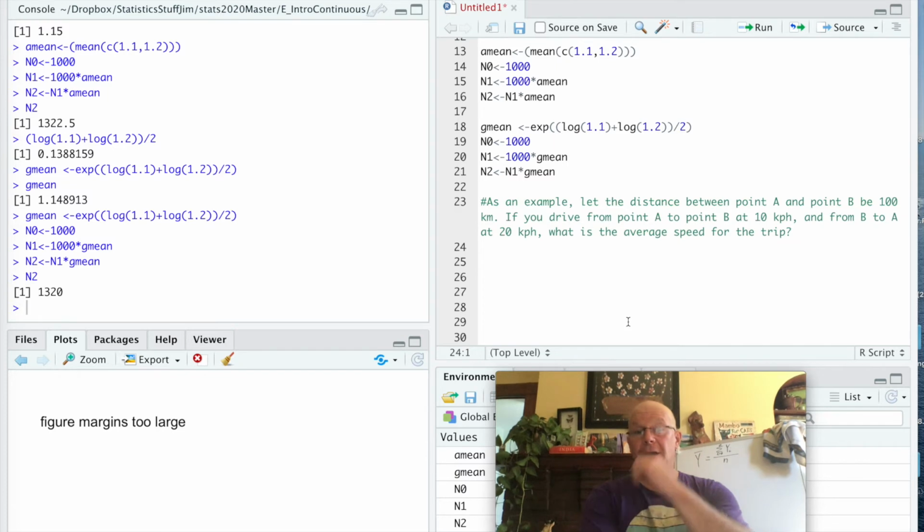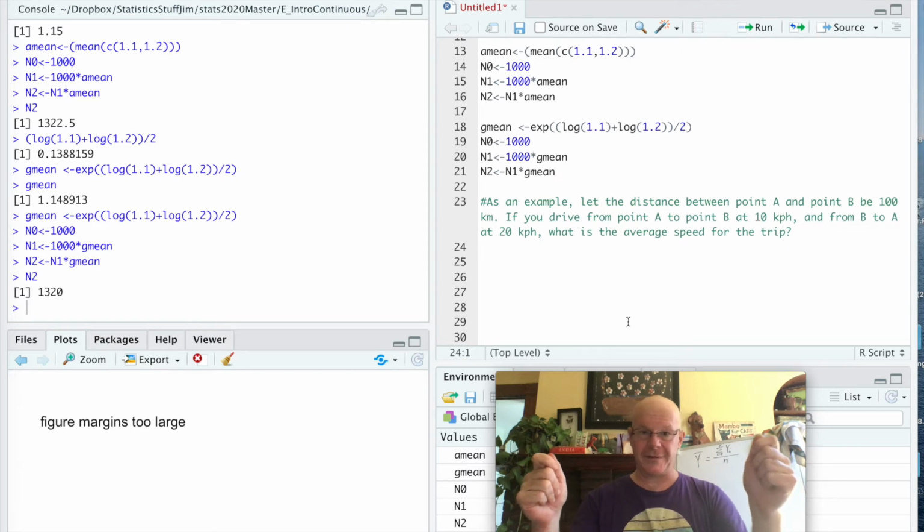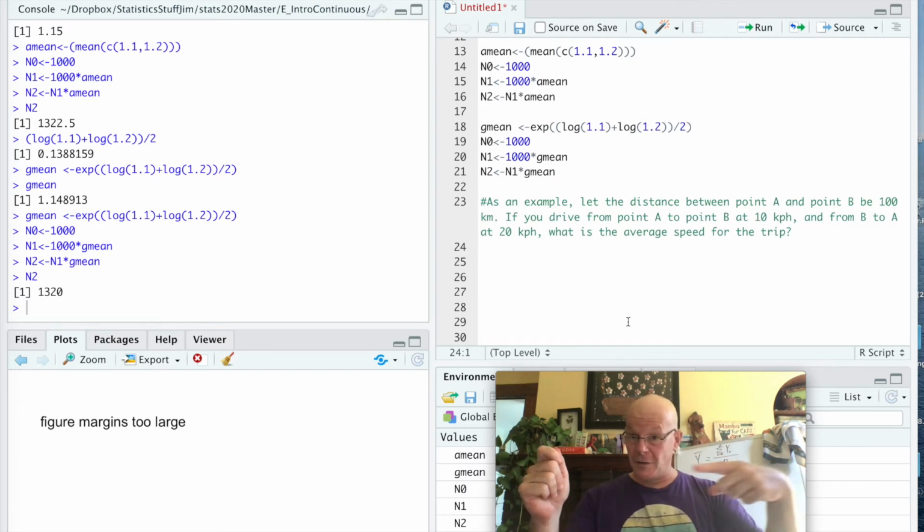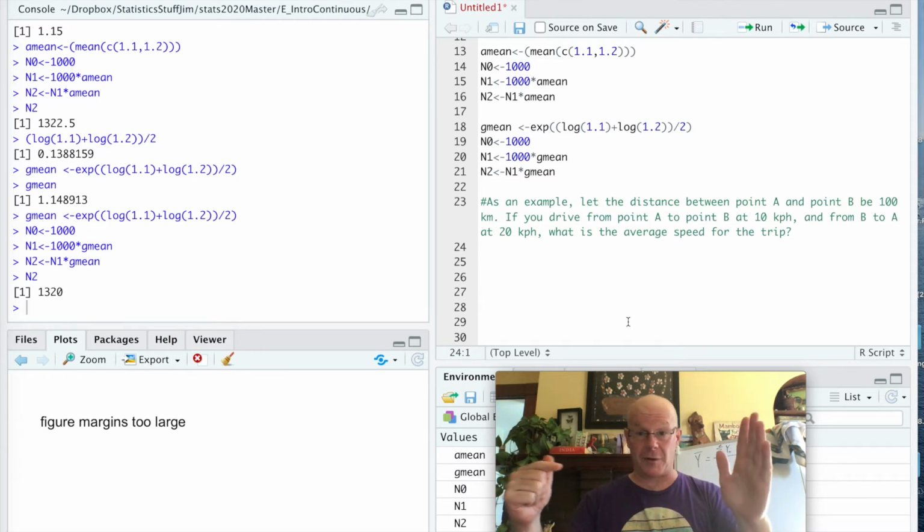As an example, let the distance between 2 points be 100 kilometers. If you drive from point A to point B, you're going at 10 kilometers per hour because you're driving really slow. I probably could have said bike riding, because then it wouldn't have seemed, who cares? We can drive slow. It's Sunday morning. A to B at 10 kilometers an hour, and then we really bolt back and we'll go 20 kilometers per hour all the way back.